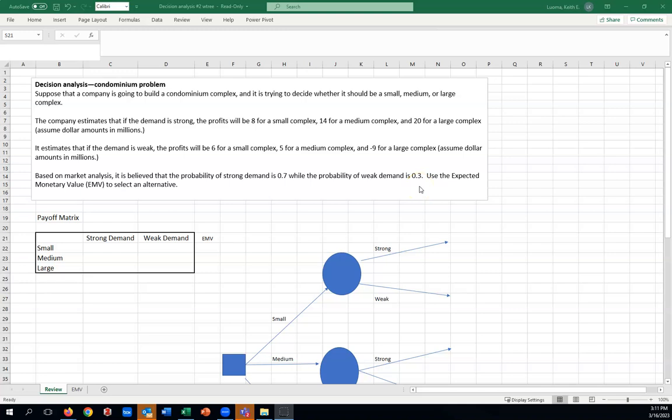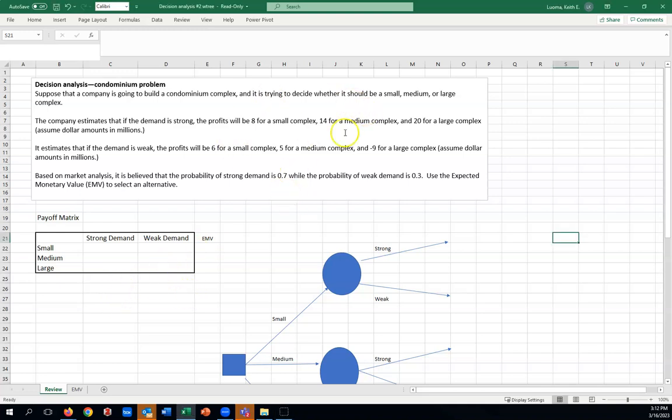So the first thing we'll do is we're going to fill out this payoff matrix. On the left, in this column here, small, medium, and large, those are our decision alternatives. In other words, our choices. Across the top, strong demand and weak demand, those are known as states of nature. We call it a state of nature when it's not something we can decide on, it's just something we have to wait and see what happens.